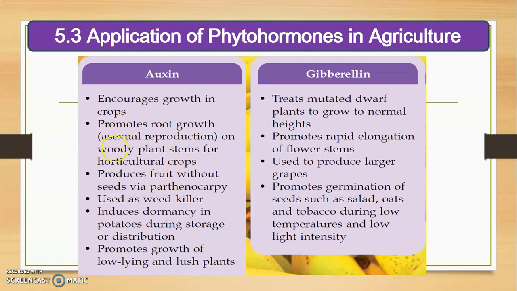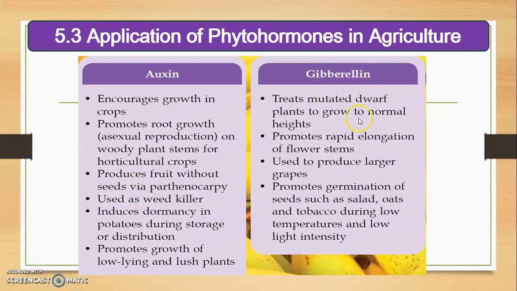Okay, by what process? By what application? Parthenocarpy. So that's why when we buy grapes, sometimes the grapes are seedless. Okay, why seedless? Because the flower of the grape has already been sprayed with auxin, and then it will produce grapes without seed. Alright, okay. Used as weed killer, induce dormancy in potato. Okay, so this one you can read on your own, right?